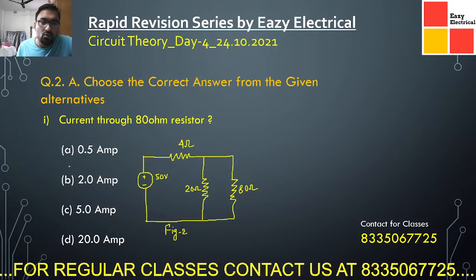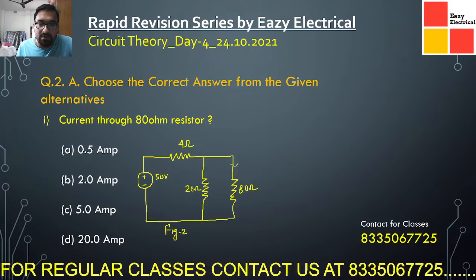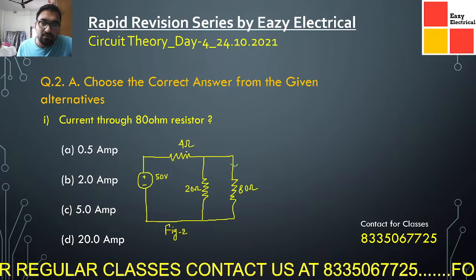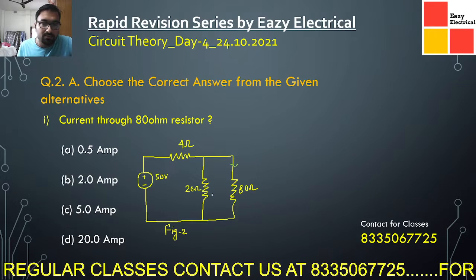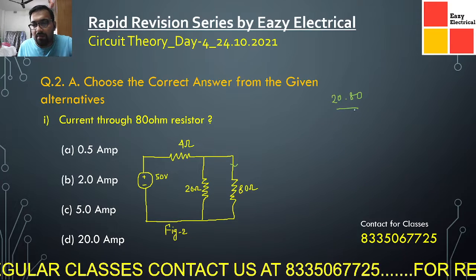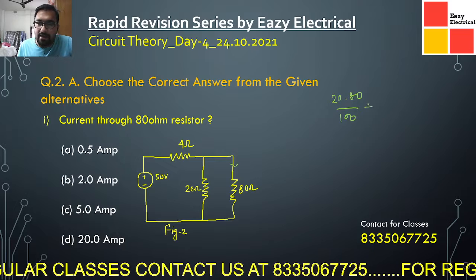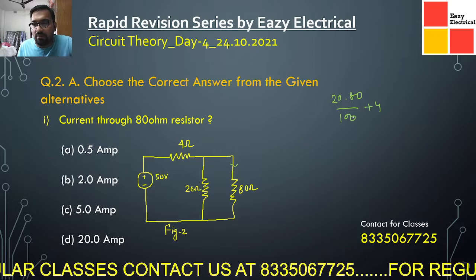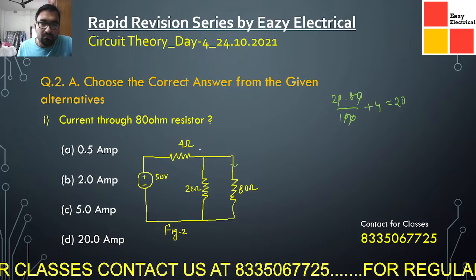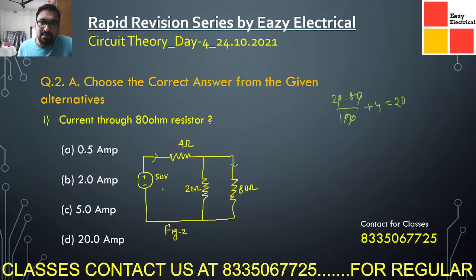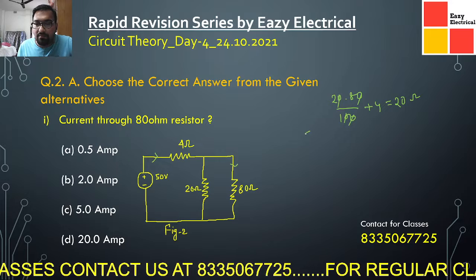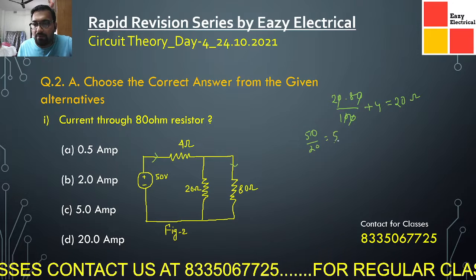The current through the 80 ohm resistor is, determine whatever current is going through this terminal. See here, first consider the current in the total circuit. The total circuit current is basically, 80 and 20 are in parallel. So 20 into 80 divided by 100, and add 4 ohms with that. So we are getting 20 ohms, right? So 20 ohms is the total resistance. Now the current that is coming out in this direction is 50 divided by 20, that means 5 by 2 amperes, right?